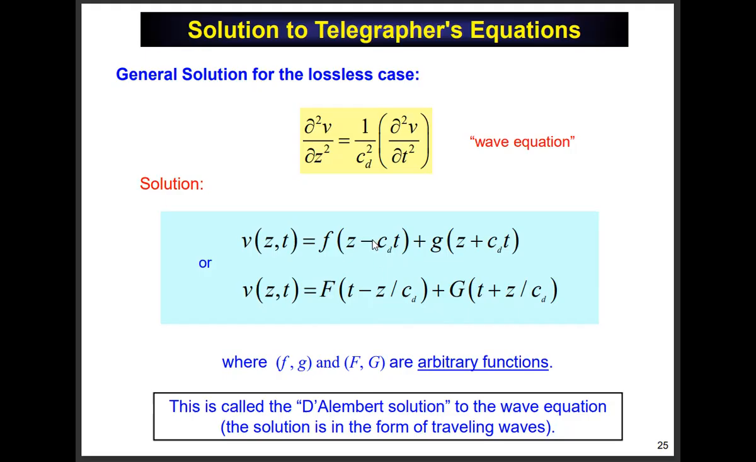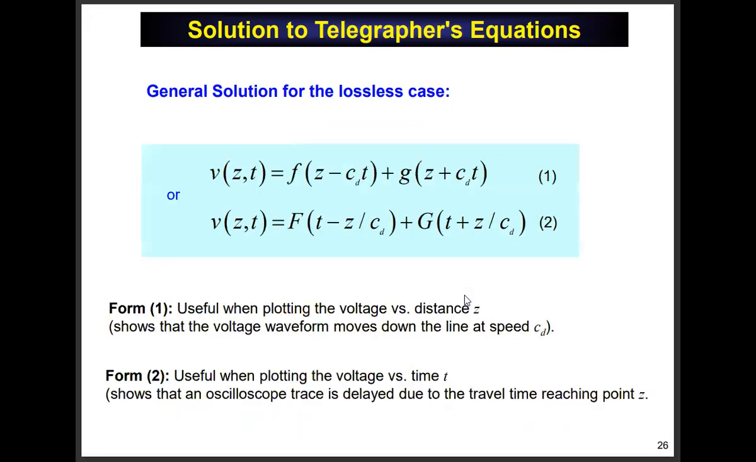I like to use this form when I want to emphasize that I'm thinking of plotting the function of voltage versus distance, versus z. Okay, and if I change time, there's a delay, right? But I'm plotting versus z, whereas this is more convenient if I'm thinking of plotting versus time. But two alternative expressions, okay? Here's another fancy name for it, the D'Alembert solution, for the mathematician that came up with it. But anyway, traveling waves. Again, important thing, f is a wave going in the positive z direction, g is a wave going in the backward, negative z direction, okay?